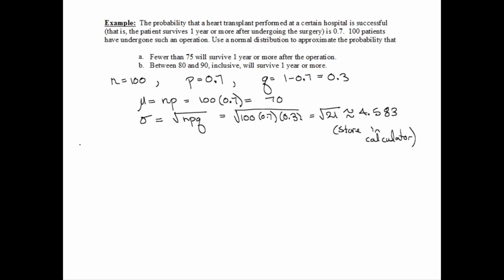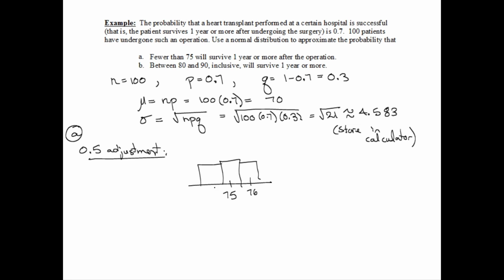Now we want to figure out our 0.5 adjustment. So what I will do is draw myself a mini histogram. And here we are now on part A. We're looking at the probability that fewer than 75 will survive a year or more. So I'm going to draw a histogram bar for 75, and then one for just over 75, so 76, and then one immediately before it, 74.